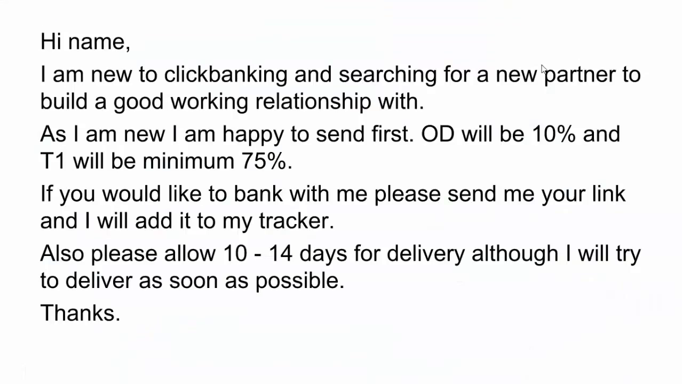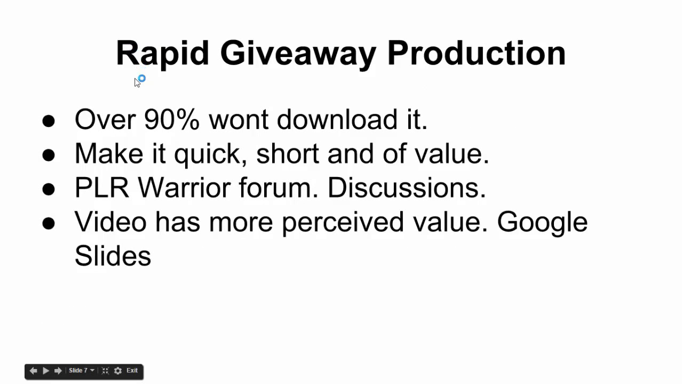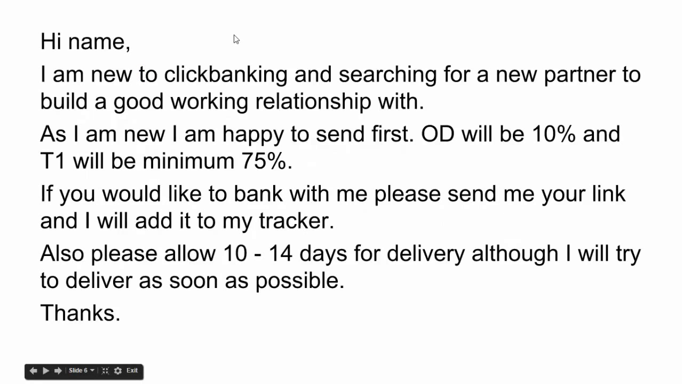So once I've done some research and I've found some reputable people on the Clickbanking groups on Facebook, I would compose a message which would be something like this. Hi, name. I am new to Clickbanking and searching for a new partner to build a good working relationship with. Don't be afraid to mention that you're new because everyone at one stage was new themselves. As I am new, I am happy to send first.